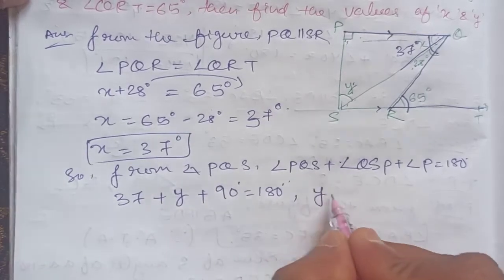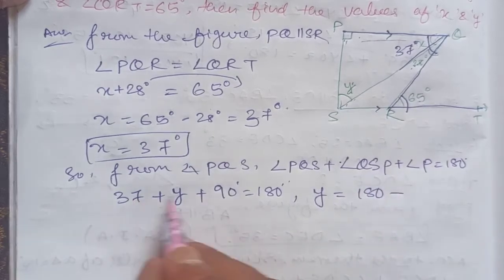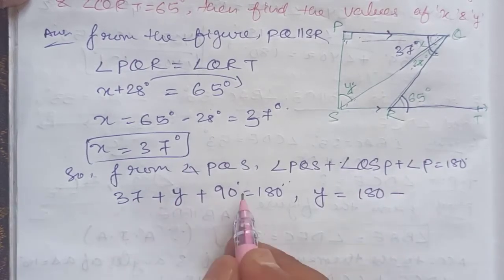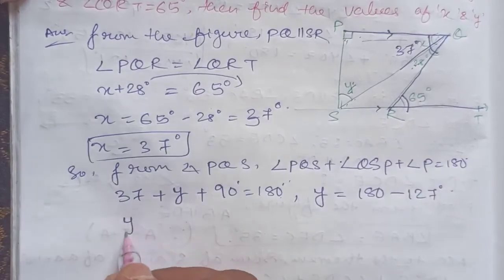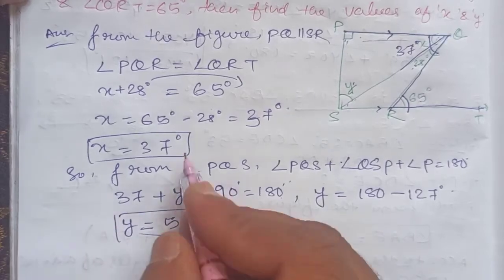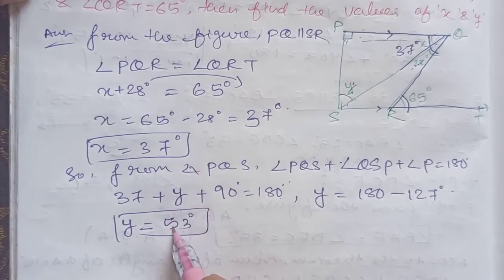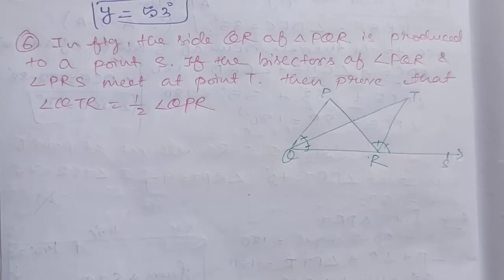Now add both. Y equals 180 minus, add these two angles, this will be 127 degrees. Bring this to the other side, it will be subtracted, 127 degrees. So we get Y equals 53 degrees. X we got 37 degrees, Y we got 53 degrees. In this way you can easily calculate. Now question number 6. In question number 6 it is given.